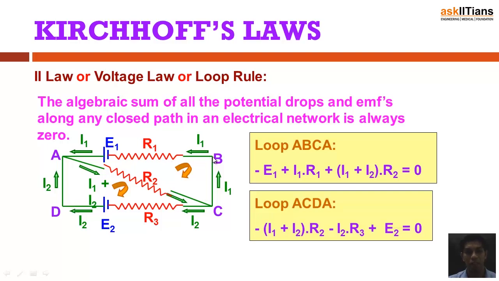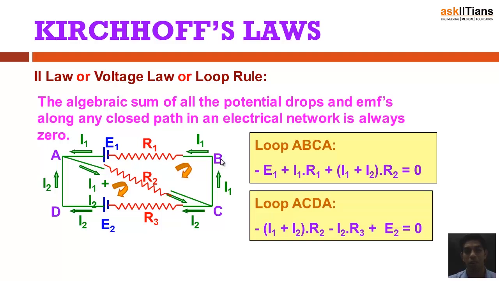I can even start from B and do the same, or from A. There are various alternatives possible. But for each closed path, the sum of the potential drops and the EMFs has to be 0. Why is that the case? The reason is the conservation of energy. If you move in a closed loop in a conservative field, the work done is 0.